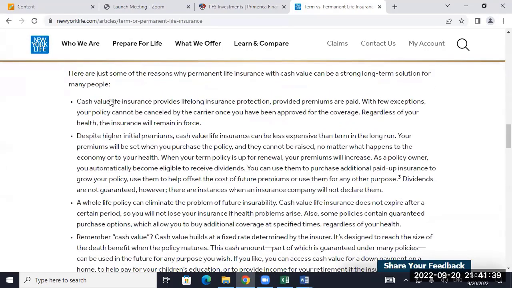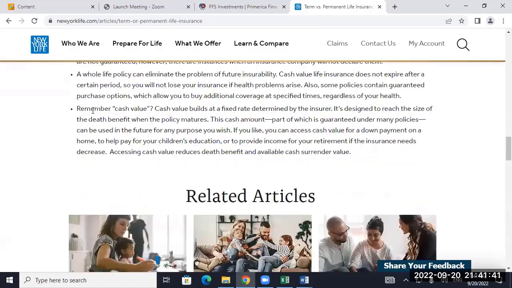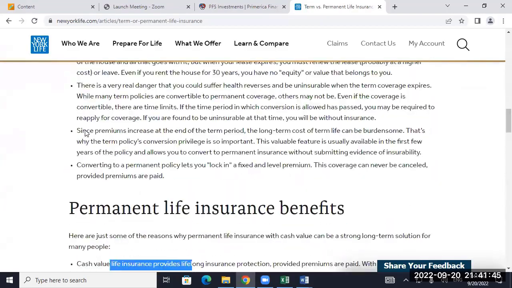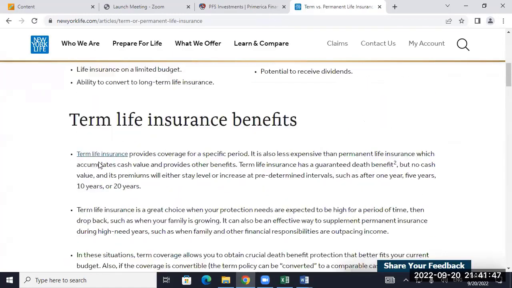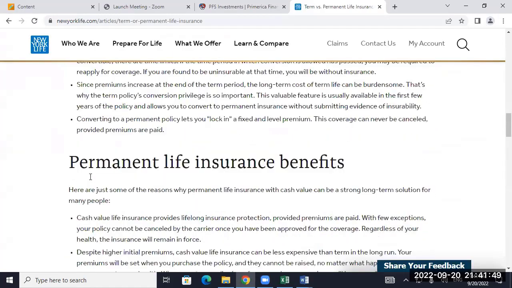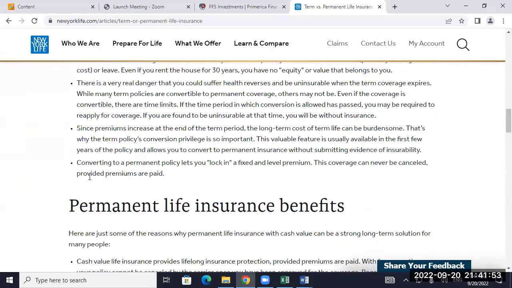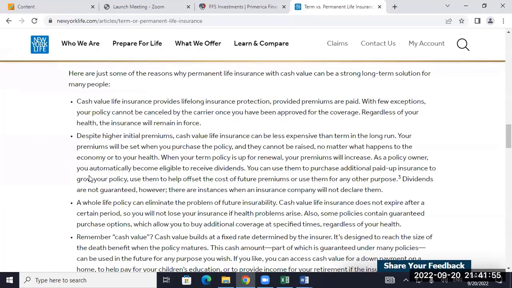Permanent, the cash value, look at all the positives on the permanent. Where's the negative on the permanent? The disadvantages, where's the disadvantages on permanent? Wow, it disappeared. Can you tell where they make most of their money?